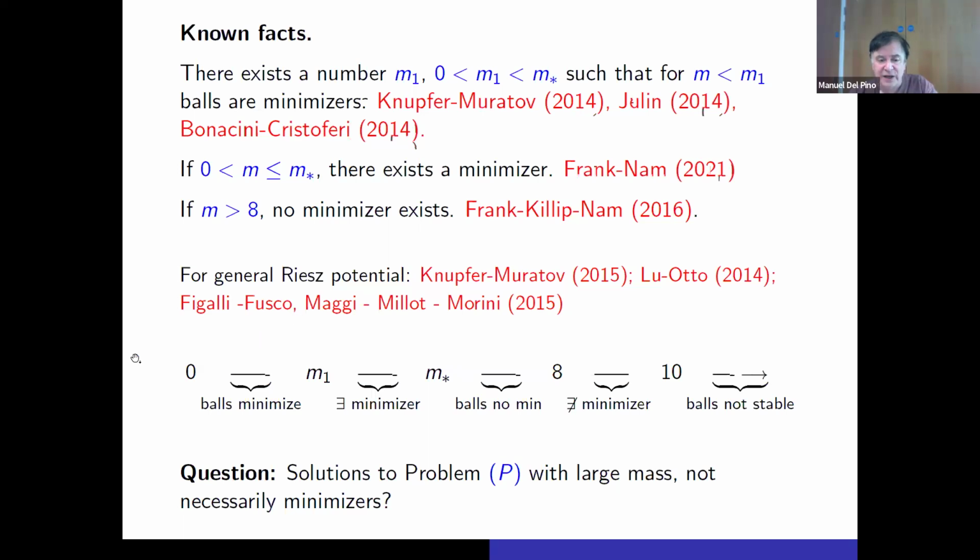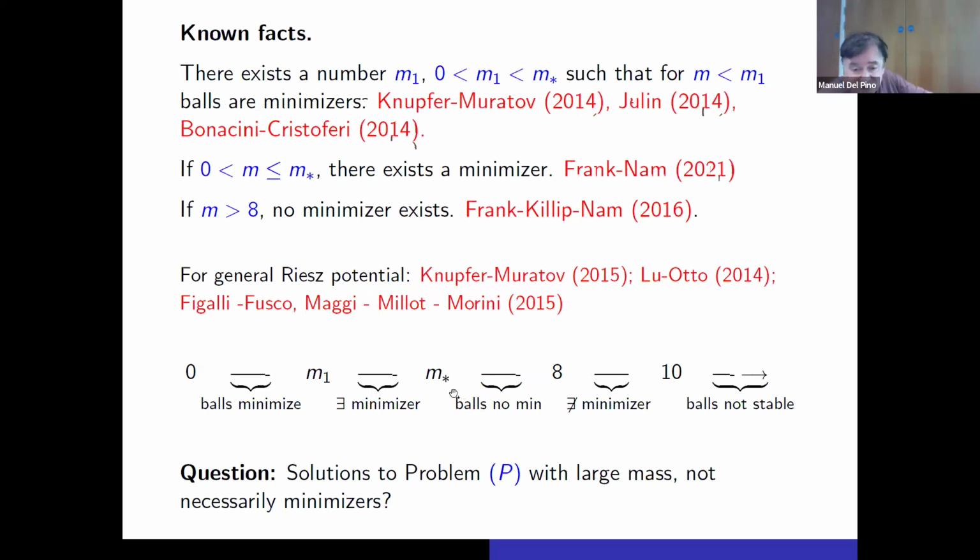So in summary, what do we know? We know that balls are minimizers for some number m1 to the left. Now, if you are between 0 and m star, in this range you can still say that there exists a minimizer, except that you don't know if minimizers are balls, while this has been conjectured. On the other hand, if you are above m star, balls are definitely not minimizers. This is easy to establish. It's a direct bound.